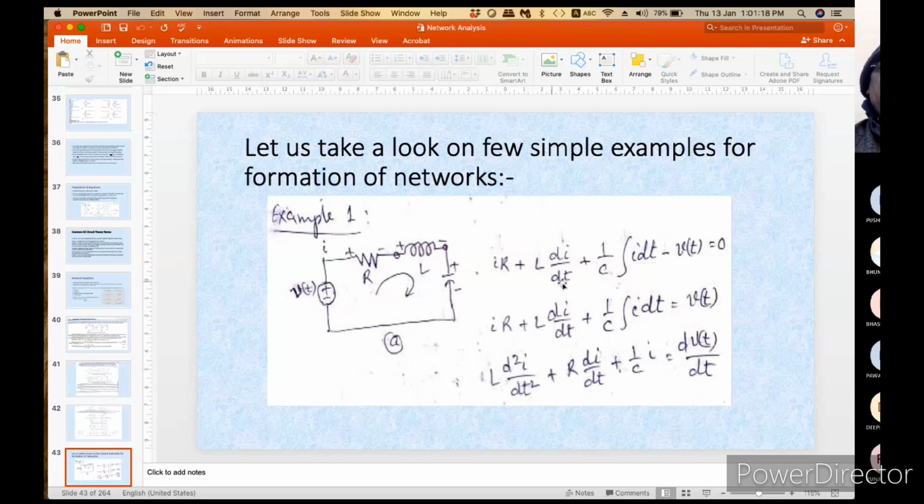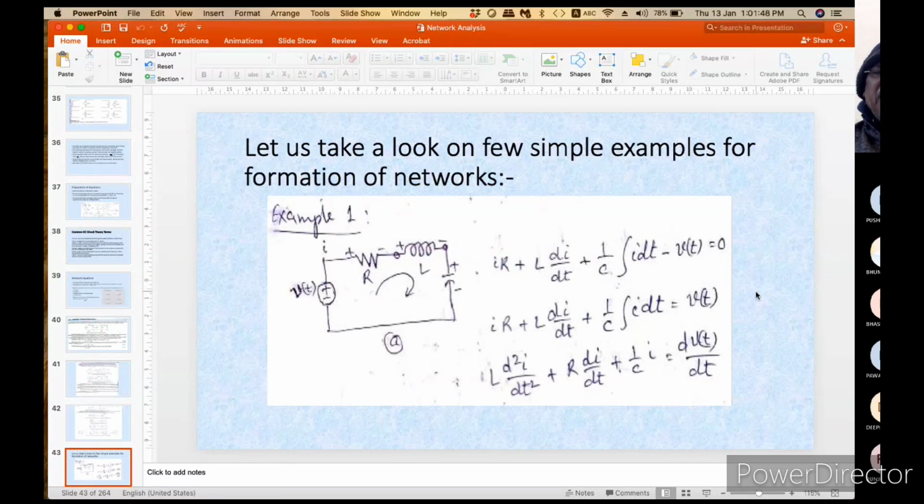Using the KVL voltage law, we can write that the sum of all voltages in a loop equals 0. And therefore this equation becomes I into R plus L into di by dt plus 1 by C integral of I dt is equal to V(t). Is it fine up to here? Did you understand?